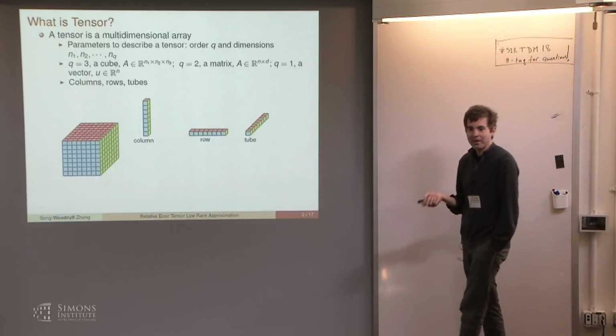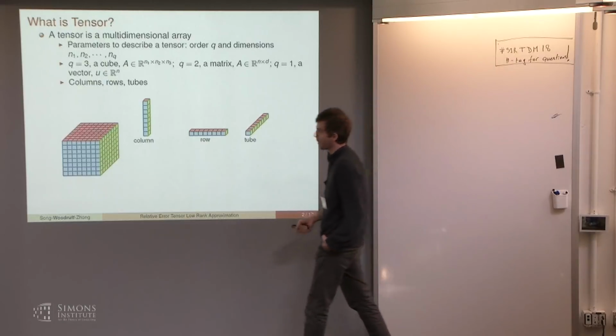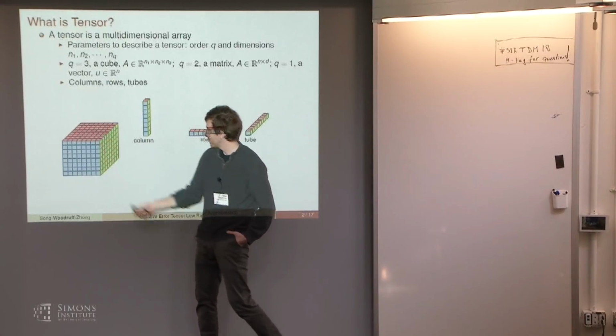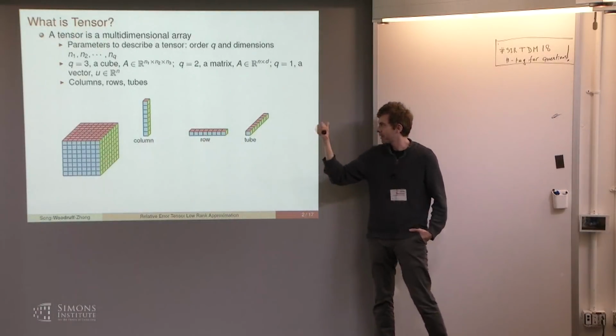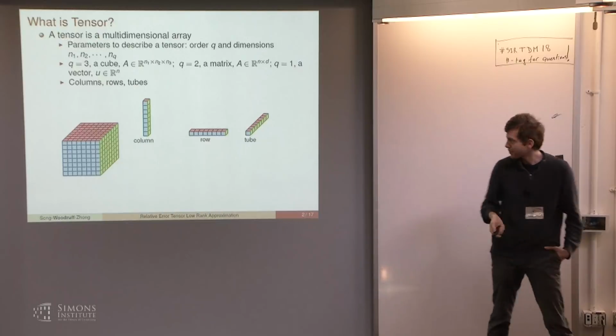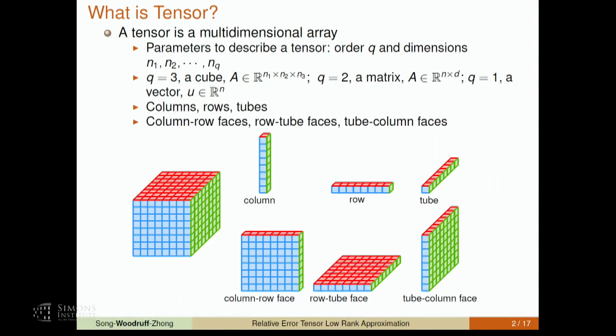And let's just set up some notation for this. Let's call these vectors columns, these vectors rows, and the vectors into the screen tubes. And we can also look at things like column-row faces. So we can take columns and rows together, and we get a face of this cube. We can look at row-tube faces and tube-column faces.